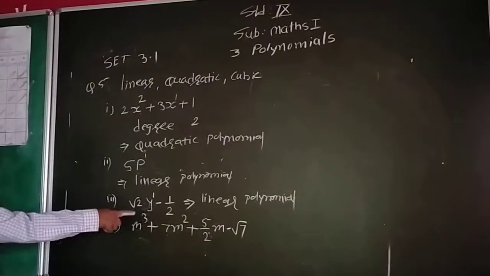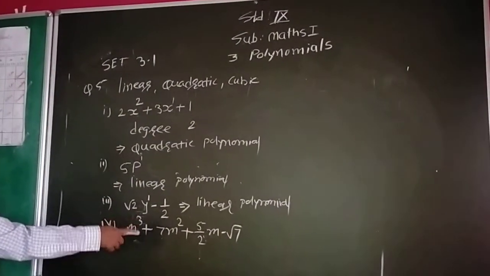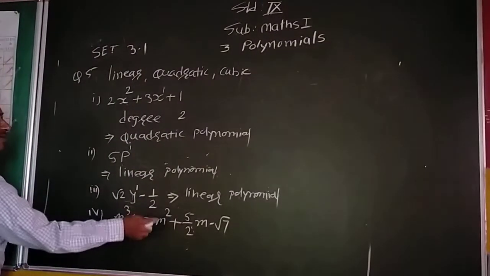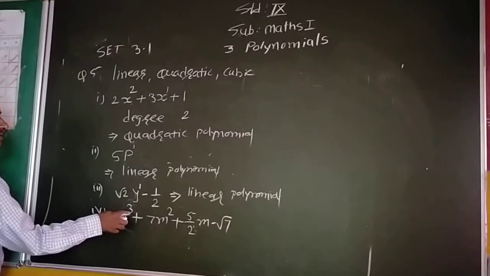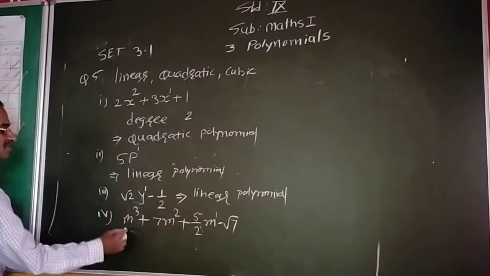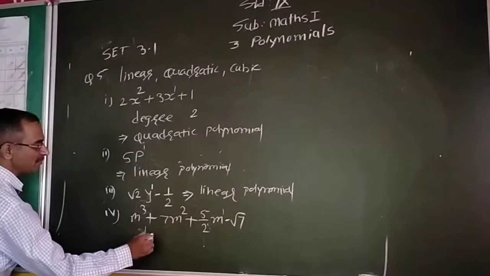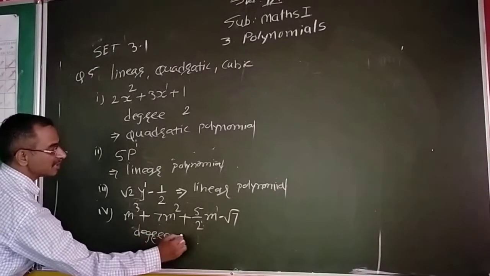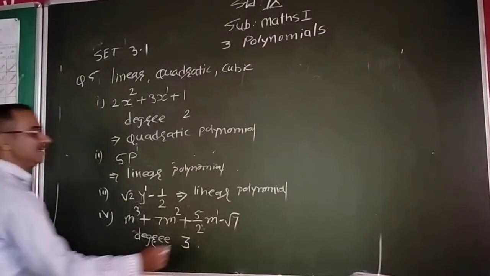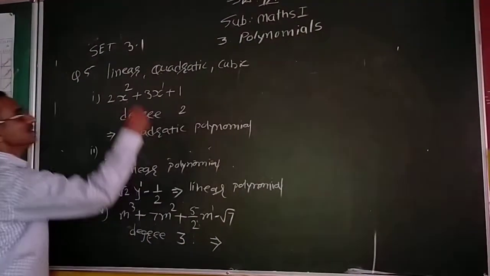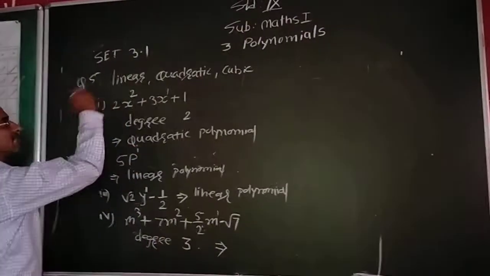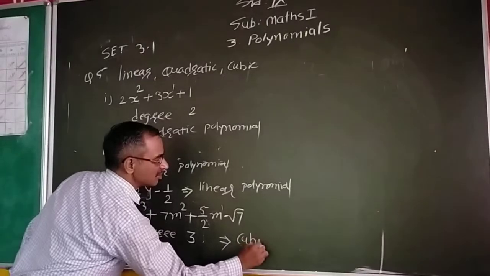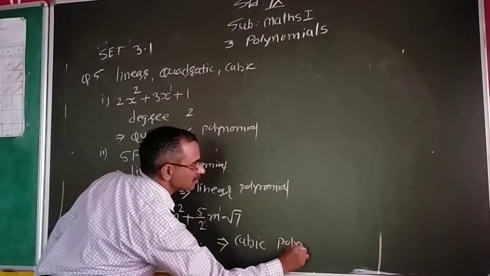Then fourth one, m cube plus 7m square plus 5 upon 2 m minus root 2. What is the highest power of a variable? Here is 3, here is 2, here is 1. So highest power is what? 3. So degree of this polynomial is 3. And when degree is 3, then according to the definition of types of polynomial, it is a cubic. So this polynomial is a cubic polynomial.